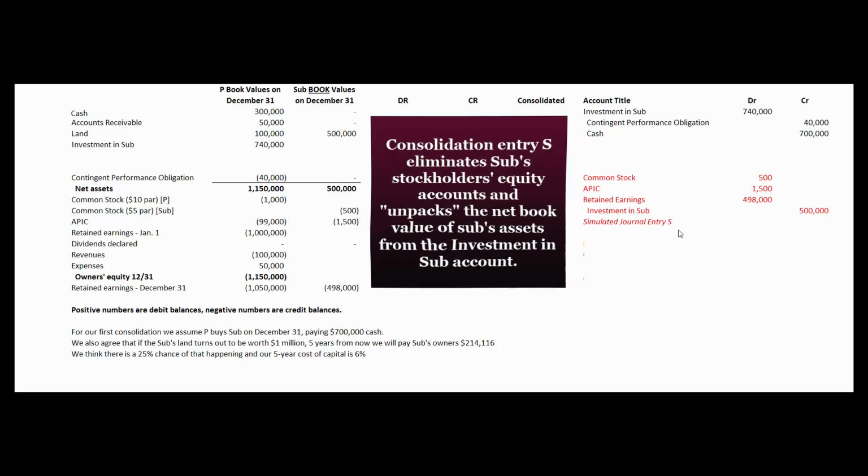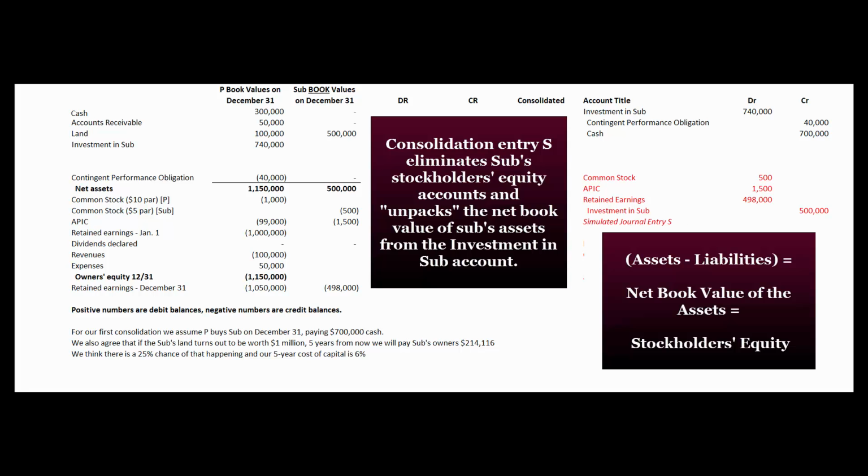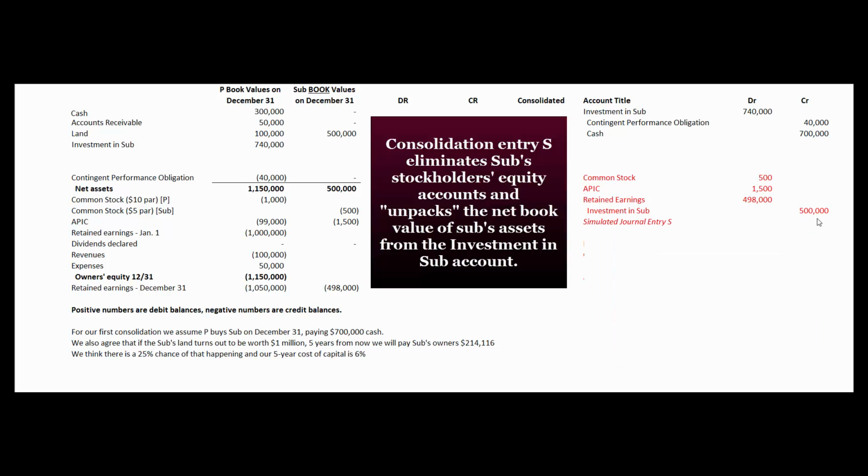And let's call this first one S because it unpacks the stockholders' equity. You can call it whatever you want in the real world. We're going to call it S. It unpacks the stockholders' equity. In other words, the net book value of the assets that we bought. So sub had a $500 credit balance in common stock, a $1,500 credit balance in additional paid in capital, and when we closed everything out, remember we didn't have anything to do with their sales for last year. We're buying them on December 31st. Those sales were their sales. Their retained earnings has a credit balance of $498, so we zero it out with a $498,000 debit, and we unpack $500,000 out of that asset investment in sub.